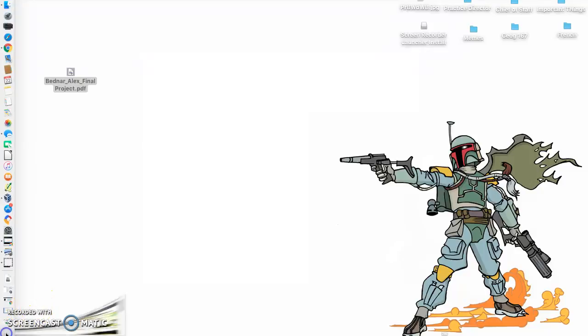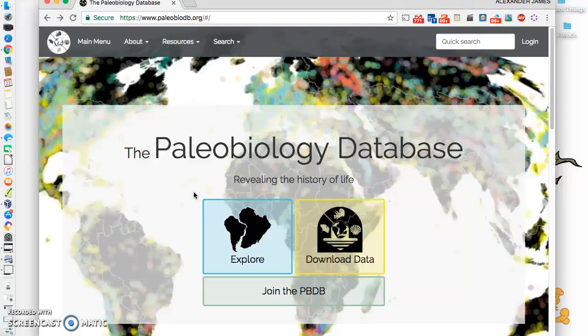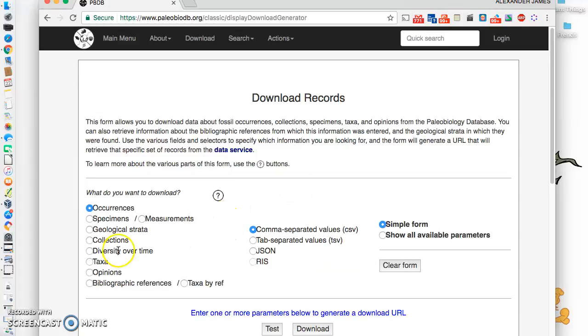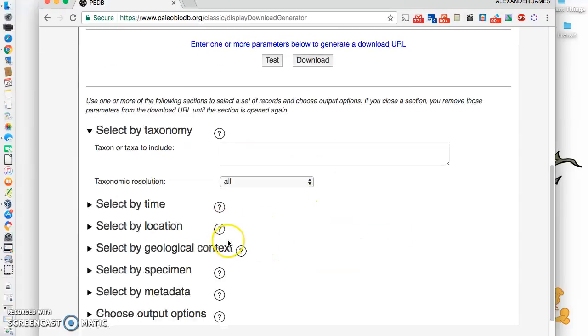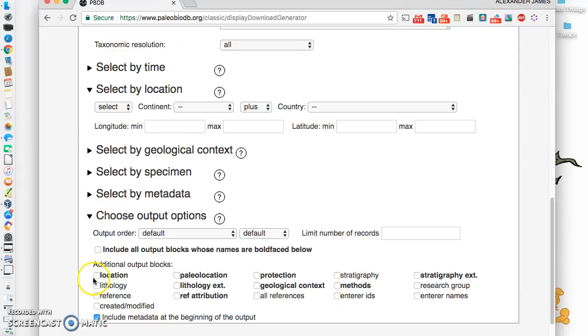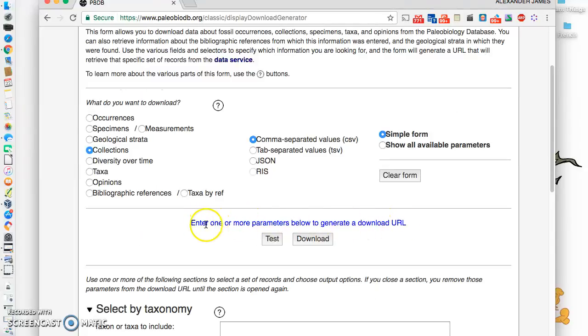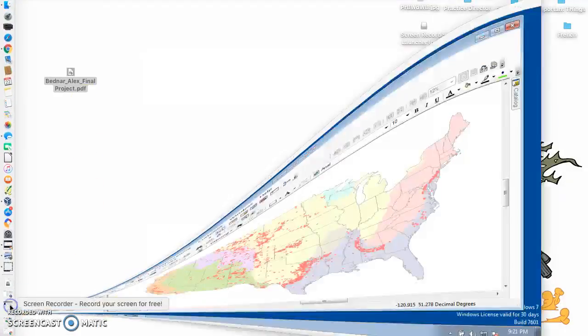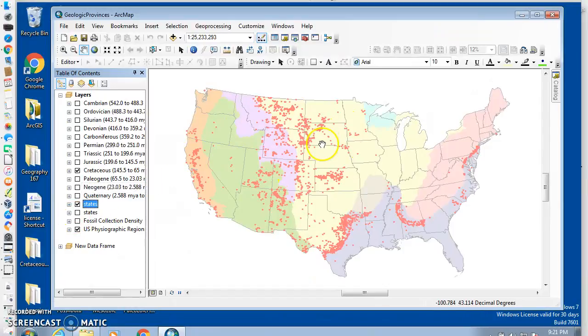To begin, most of the data that I received came from the website the Paleobiology Database. This allowed me to download data of fossil collection sites in the United States. I would get the latitude and longitude data, download this as a CSV file, which I would then place into ArcGIS. We have here a map of all the Cretaceous fossil sites in the lower 48 United States. I overlaid that over a map of the geophysical regions of the United States, as well as each individual state.